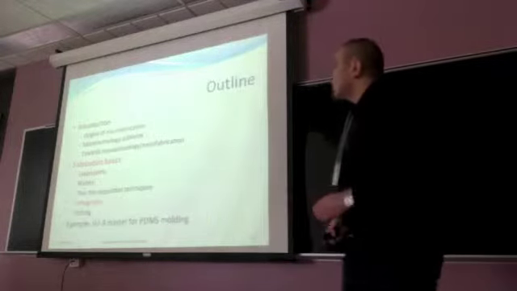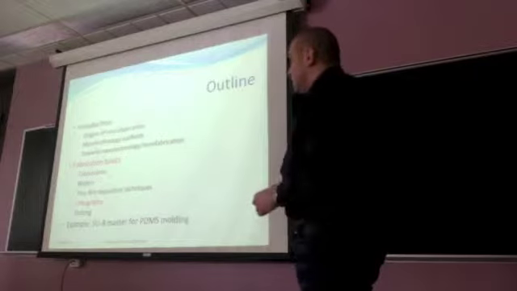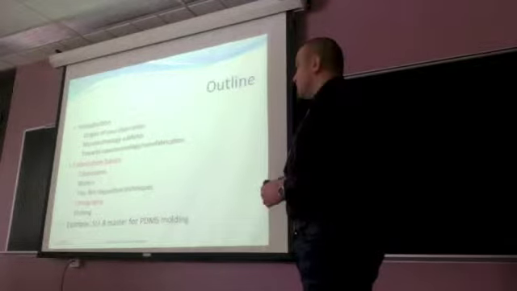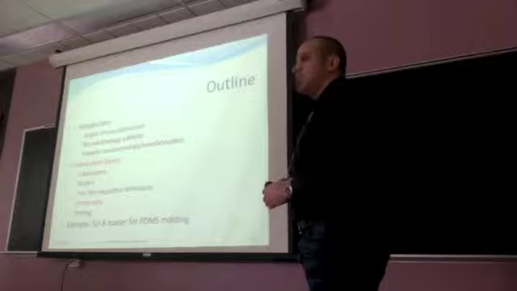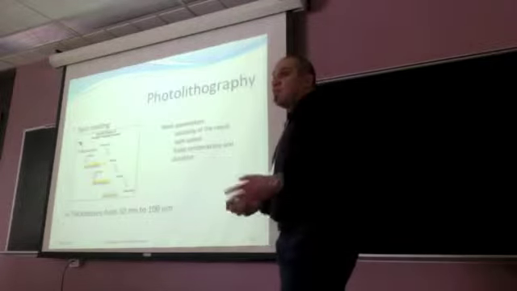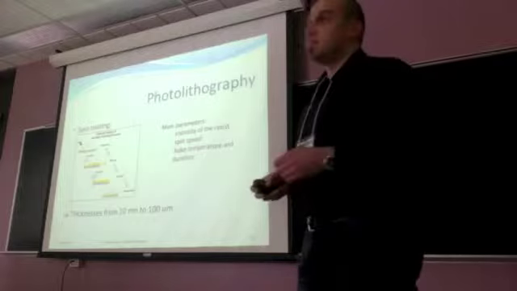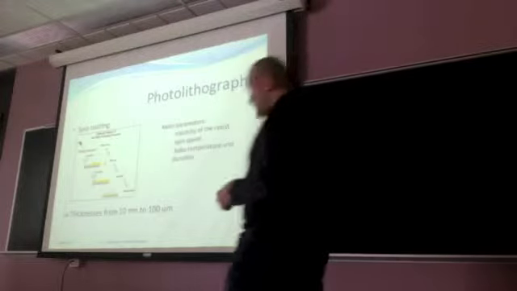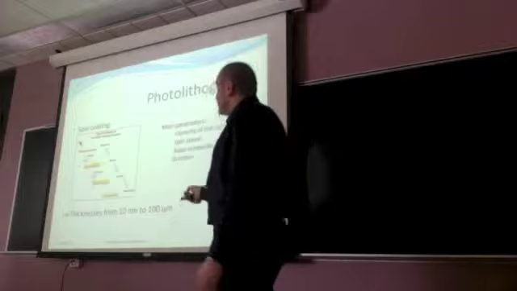So, lithography is used to define patterns on the substrate. There are 3 main steps. The first one is spin coating. So first, a few milliliters of resist is dispensed on the wafer surface.